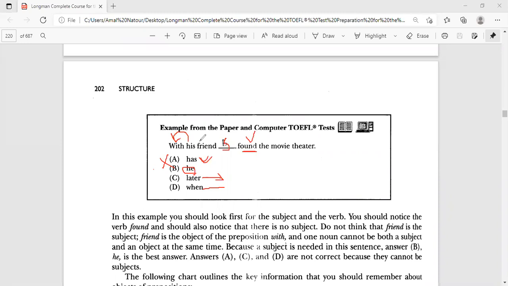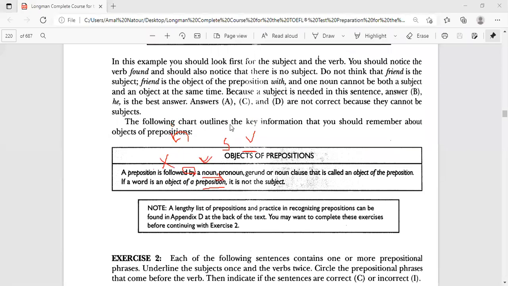Okay, now let's move to the rule. What is the rule for this skill? The rule for this skill says that a preposition is followed by a noun.